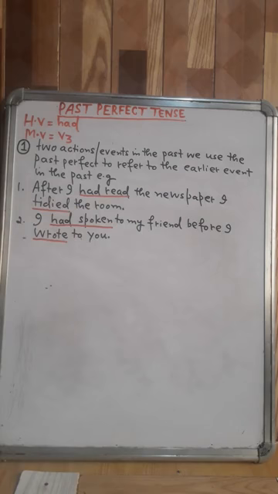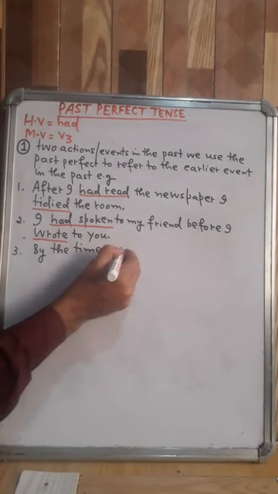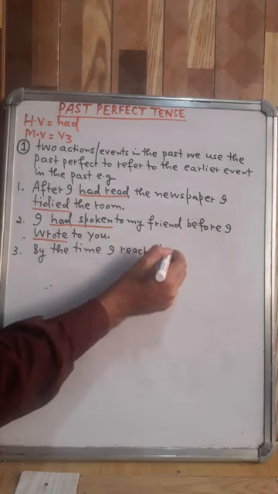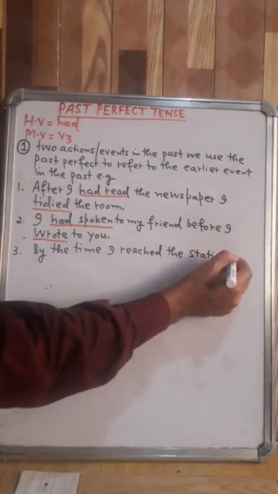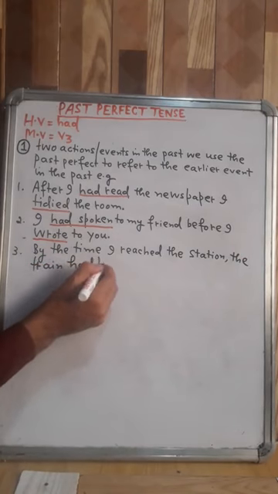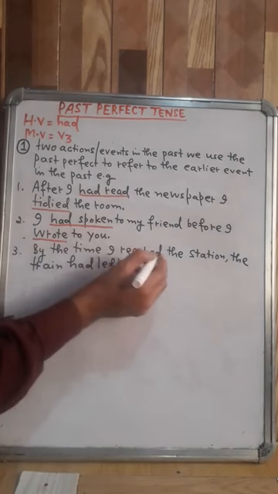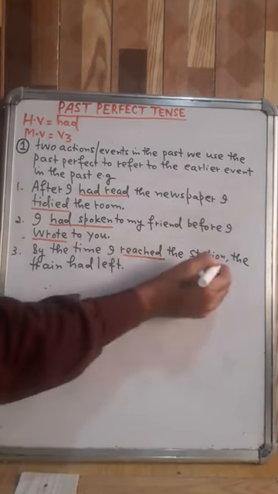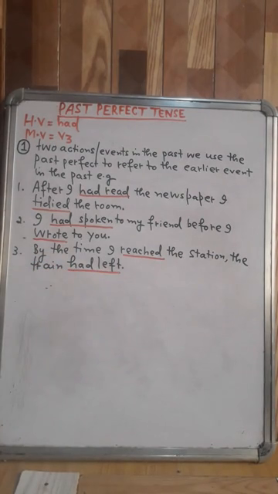Another example. By the time I reached the station, the train had left. By the time I reached the station, this is the later action. The train had left, this is the earlier action. That is why we have used here past perfect tense.